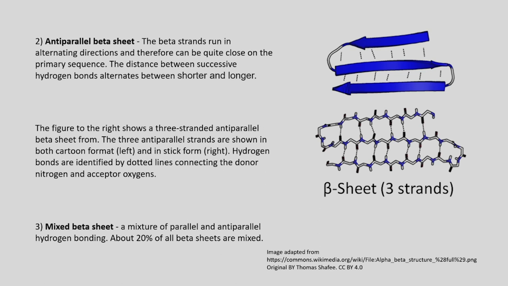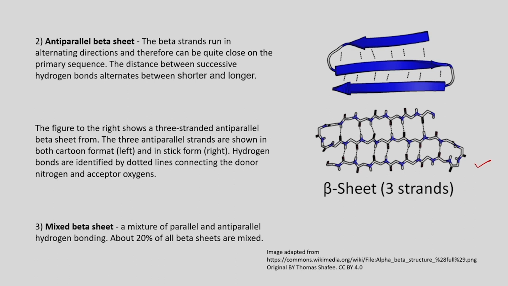And on the right, you can see the figure of a 3-stranded antiparallel beta sheet. The 3 antiparallel strands are shown in cartoon format and in stick form. Hydrogen bonds are identified by the dotted lines connecting the donor nitrogen and acceptor oxygens.